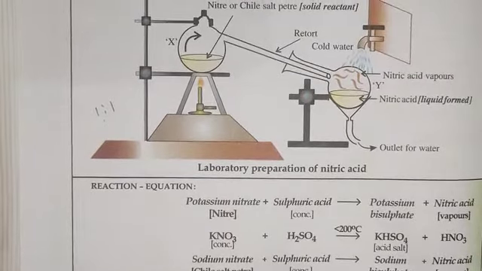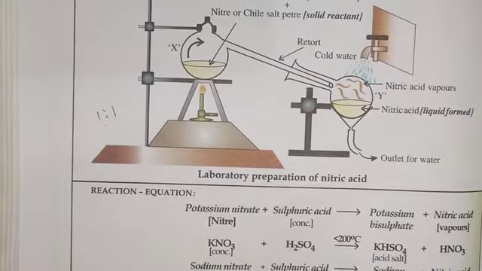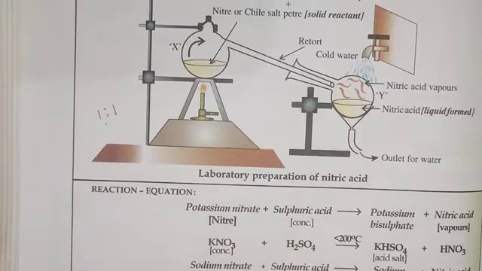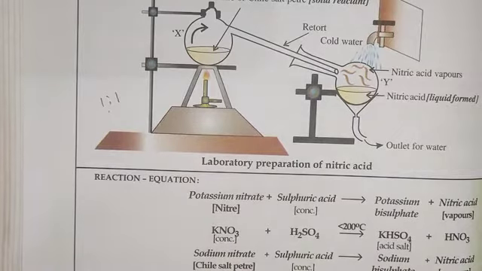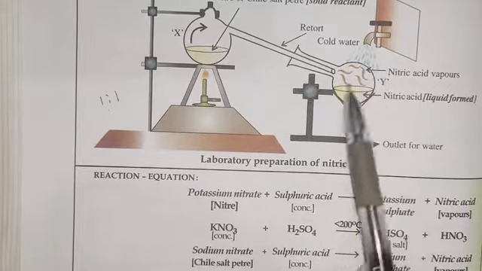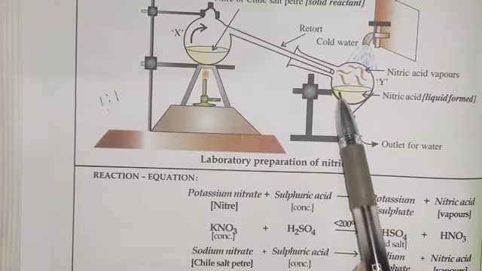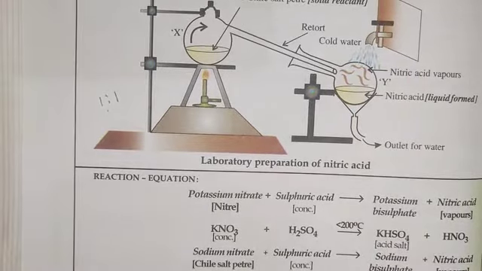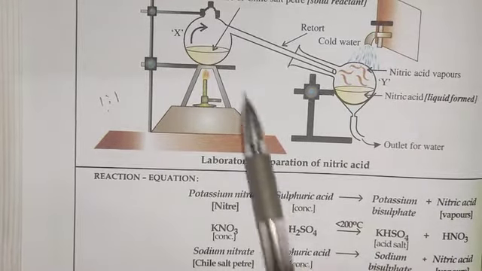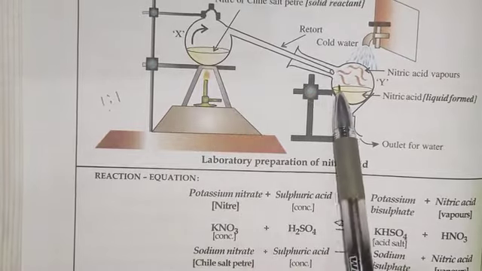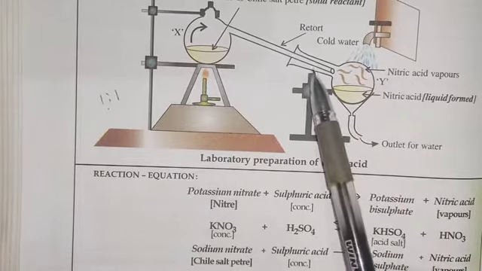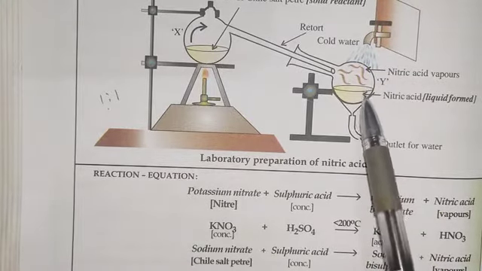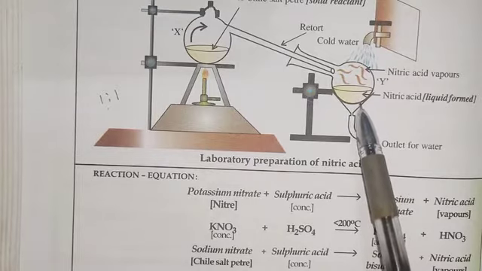Now the apparatus. All glass apparatus is used in this laboratory preparation since nitric acid is corrosive in nature. A water cooled receiver is used. You can see this, it is a water cooled receiver because cold water is running on this round bottom flask. To collect the condensed vapors of nitric acid, the vapors coming from the glass retort will enter this round bottom flask, and since cold water is running on the flask, the heated nitric acid vapors will cool down and convert to liquid nitric acid.